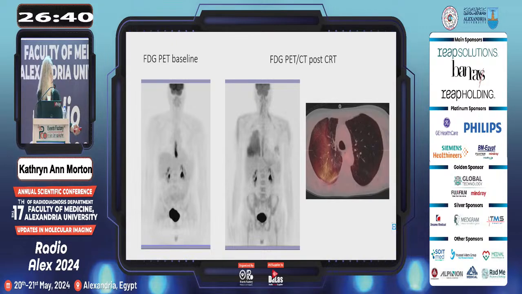This is a patient who had an esophageal cancer and was treated with radiation, chemotherapy and radiation, or CRT. This is the follow-up scan here, which demonstrates diffuse increased uptake in the right lung with kind of a geographic margin, as well as kind of diffuse uptake in the esophagus. This is post-radiation pneumonitis due to the radiation.